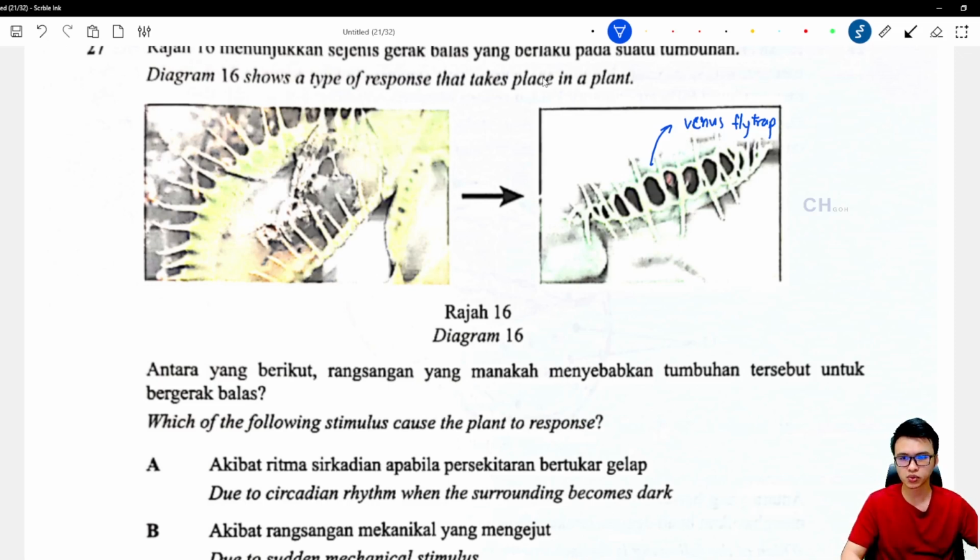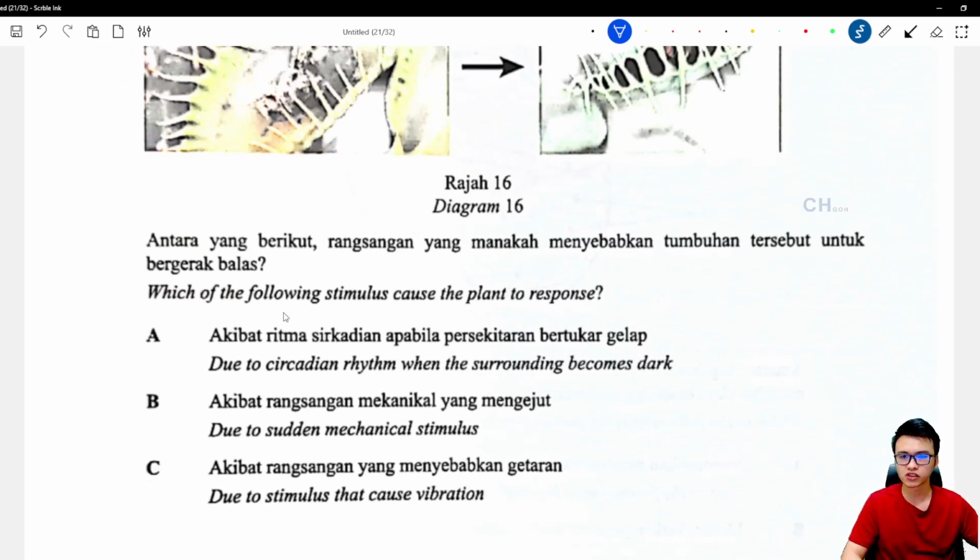So for this process, we will see which of the following stimuli can cause the plants to respond. This one is due to the stimulus that causes vibration. Now, B is not the answer. Due to sudden mechanical stimulus, it's actually not sudden. So even though they can feel the vibration, they will not close the leaf yet.